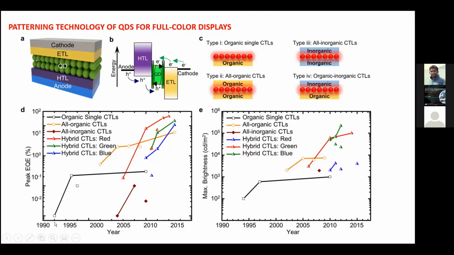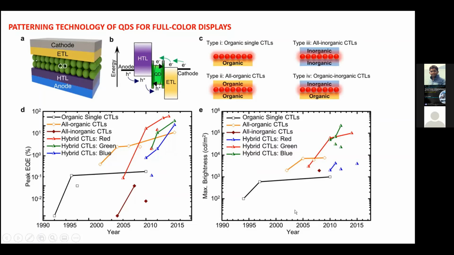And here you see the peaks: when time increases from 1990, the first quantum dot LED happened in 1994. You can see that as time increases, the peak intensity, meaning the intensity of the LED display, gets higher and higher. The highest till now is the hybrid. Hybrid means you have a mixture of inorganic and organics.